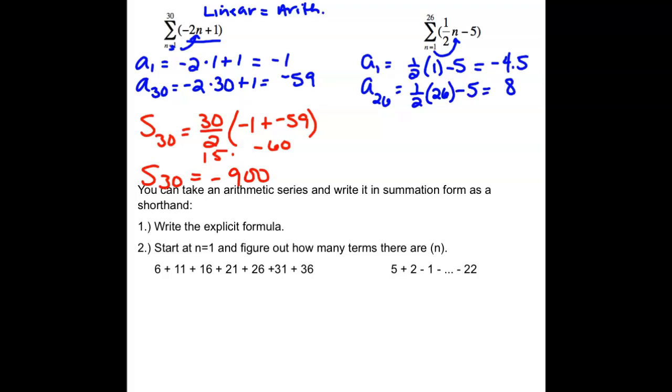All right, so your total, the sum of all 26 numbers, would be 26 divided by 2 times the sum of the first and last numbers. So 26 divided by 2 is 13. Negative 4.5 plus 8 would be 3.5. 13 times 3.5 should end up being 45.5.